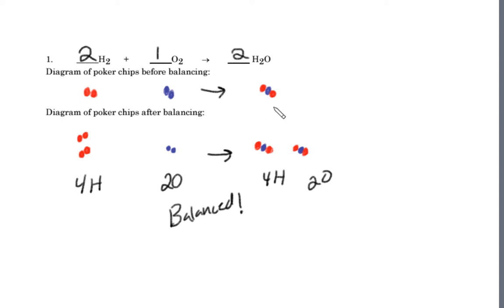This version right here is unbalanced, and we can tell that it's unbalanced because look, this has 2 oxygen atoms, this only has 1. So we had to sort of rearrange things. But here's what this means. For every oxygen molecule that I have, every one of those oxygen molecules is going to require two hydrogen molecules, and every oxygen molecule will make two water molecules. That's what our little poker chips tell us.